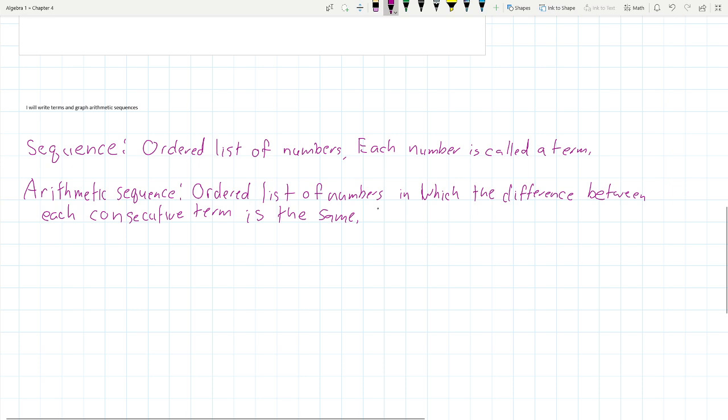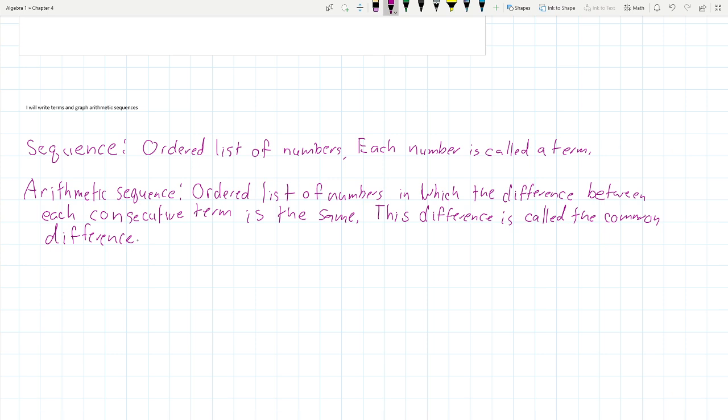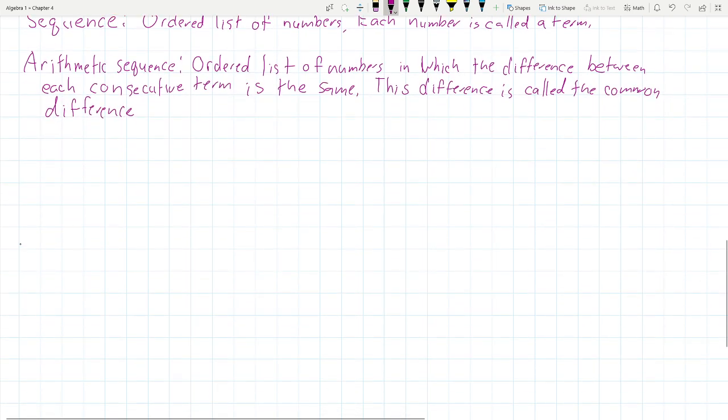This difference is called a common difference. So this difference is called the common difference. Alright, so that's kind of our vocabulary. We'll have another one a little bit later on, but we're just going to kind of work through these ones first and see how they kind of work.